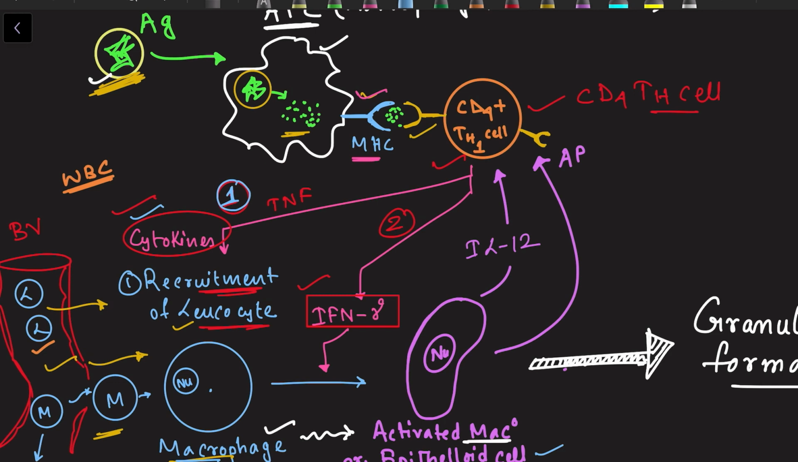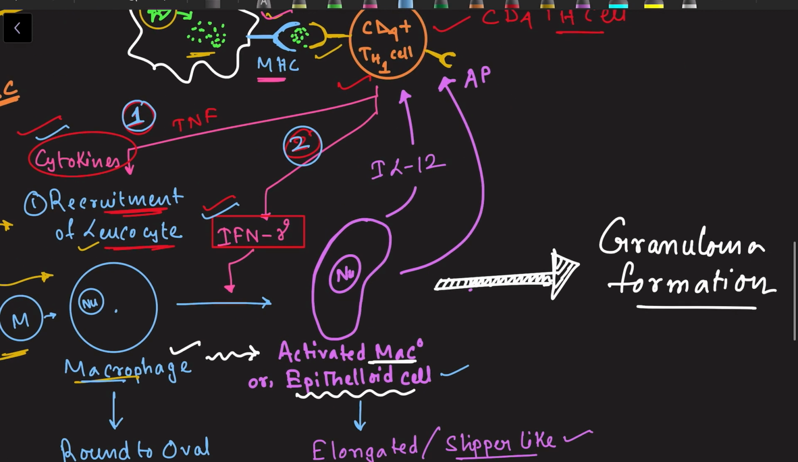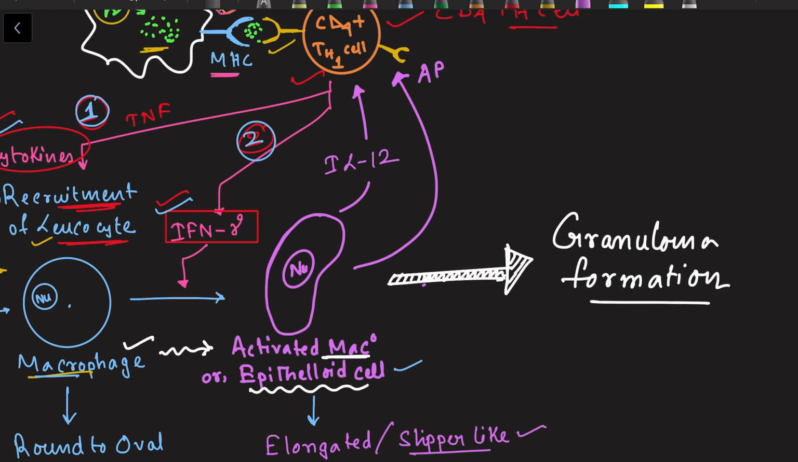Okay, so till now we considered two factors. The first one was the release of cytokines, which helped in recruitment of leukocytes, and the second factor was the release of interferon gamma, which results in activation of the macrophages. Now, these activated macrophages do two things.